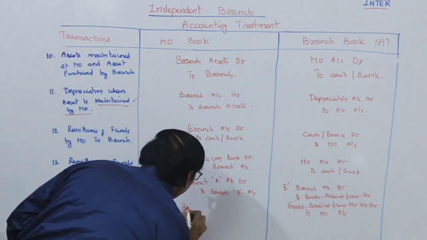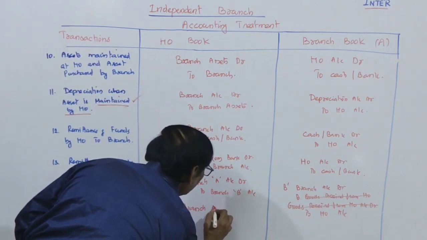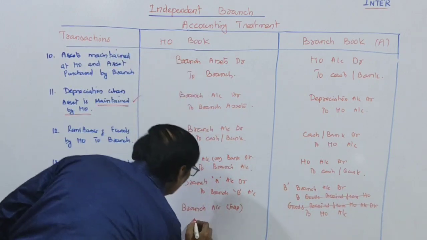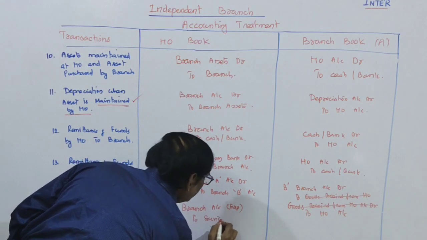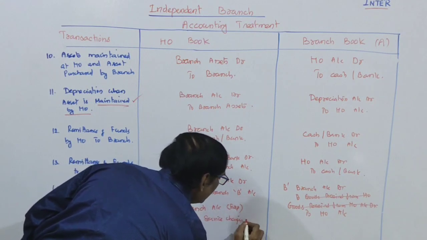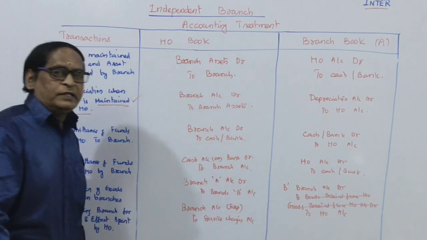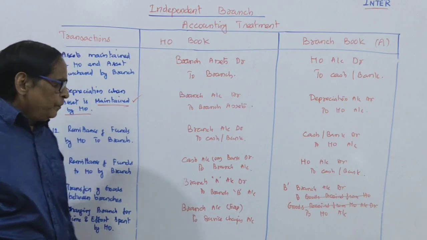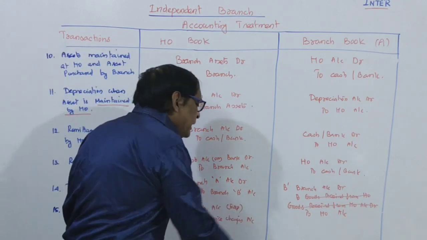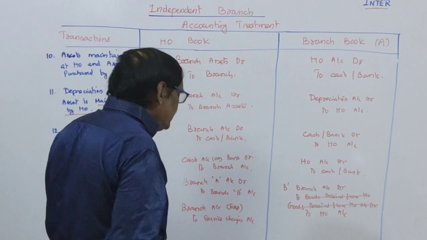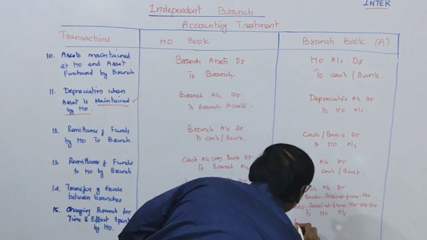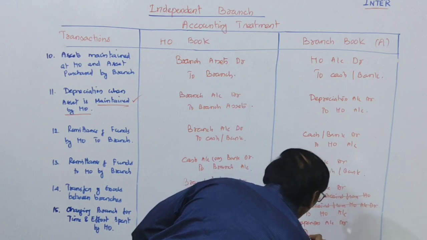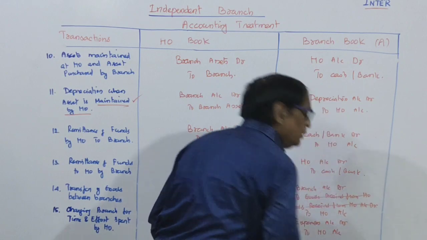Branch expenses account debtor, I mean branch account. Actually, this is expense. Branch account debtor to service charges, because service charges are an income to head office account. So head office income should be credited and then branch should be debited. Here what will be the expenses? As far as the branch is concerned, it is an expense. So expenses account debtor to head office account. Clear?